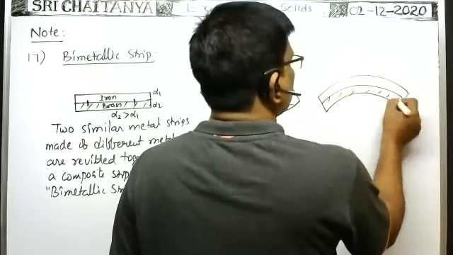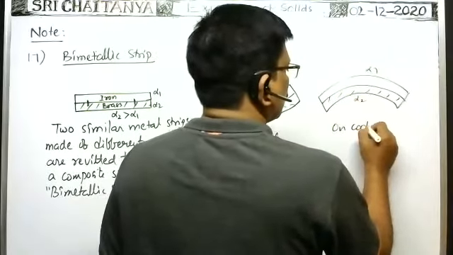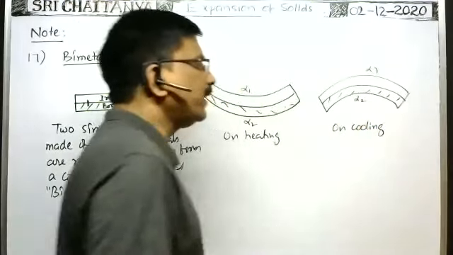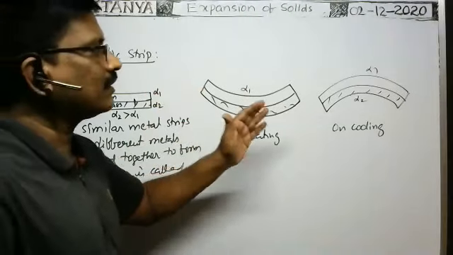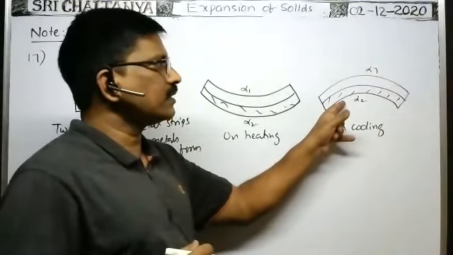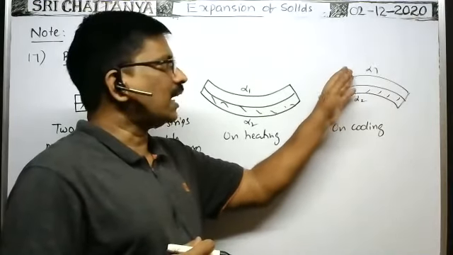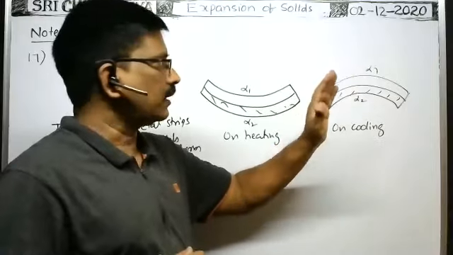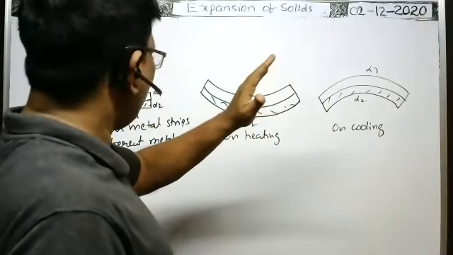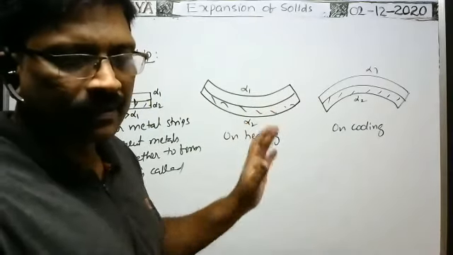It is the brass, alpha 2, alpha 1, on cooling. On cooling, the metal whose coefficient of linear expansion is more has less length. That's why the concave surface is the metal having more coefficient of linear expansion on cooling, and the convex surface is the metal having less coefficient of linear expansion. In such a way, the bimetal strip bends.